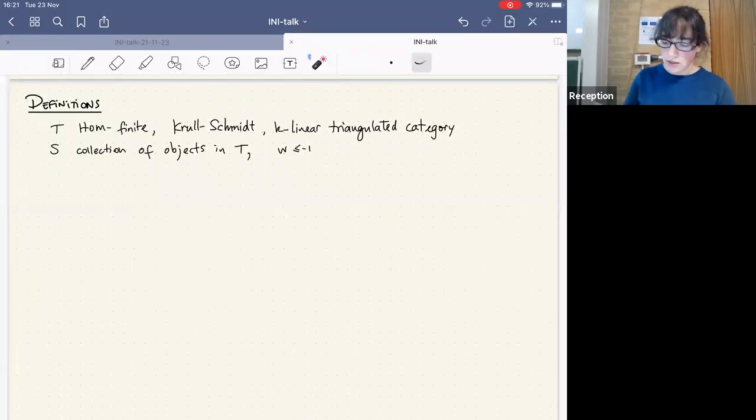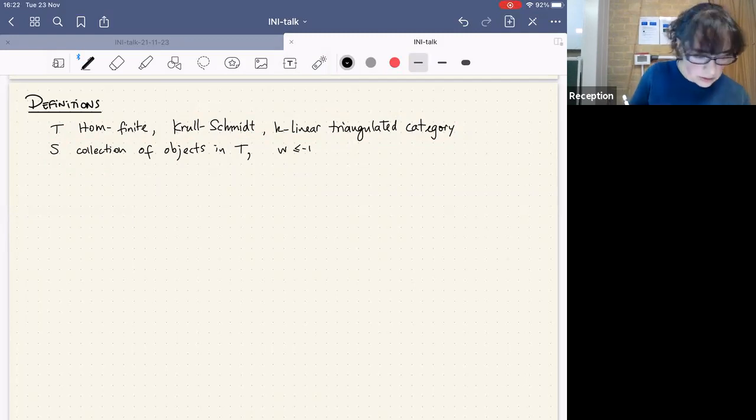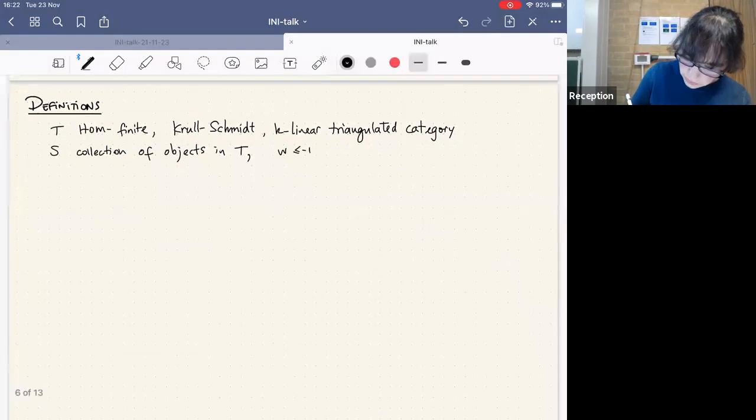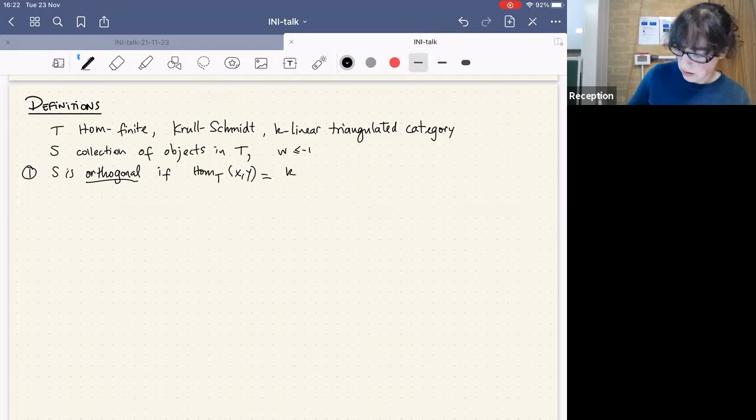So again, I can define this more general setting. This is the setting. This is a nice category. And let S be a collection of objects and W a negative number. Well, all the objects here that we consider are going to satisfy Schur's lemma. So they're simple, right? So I'll say that S is orthogonal if the Homs are either K or 0, K if X equals Y, and 0 otherwise. Okay, so Schur's lemma.